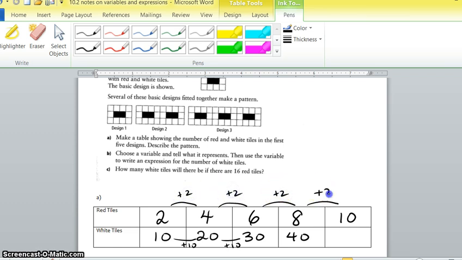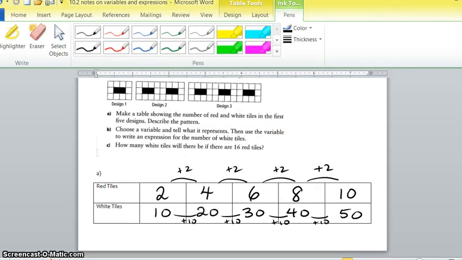Okay, so that's the pattern amongst the red and the pattern amongst the white tiles. So I'm predicting that with the white tiles, since it's increasing by 10 each time, that you'll probably have 50 in the last design. So that's question A. So again, you're identifying the pattern. Now, sorry, we have to complete this.